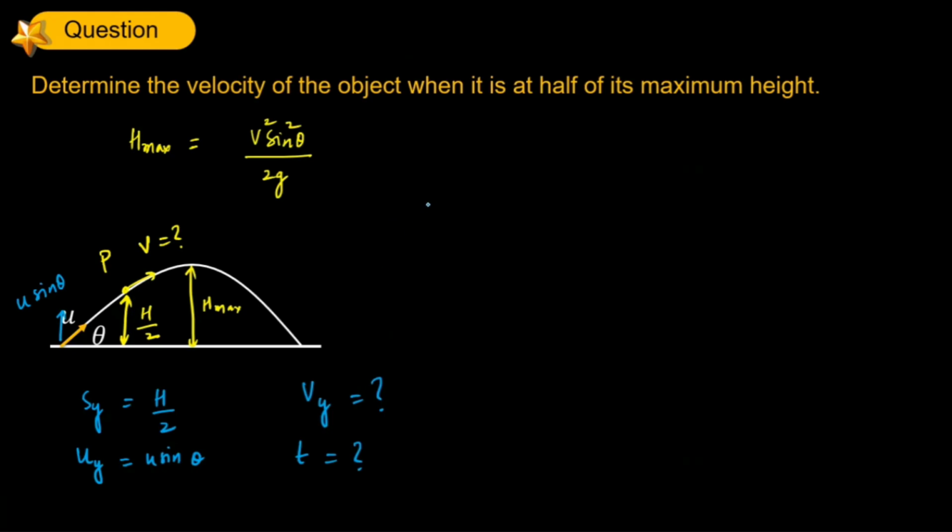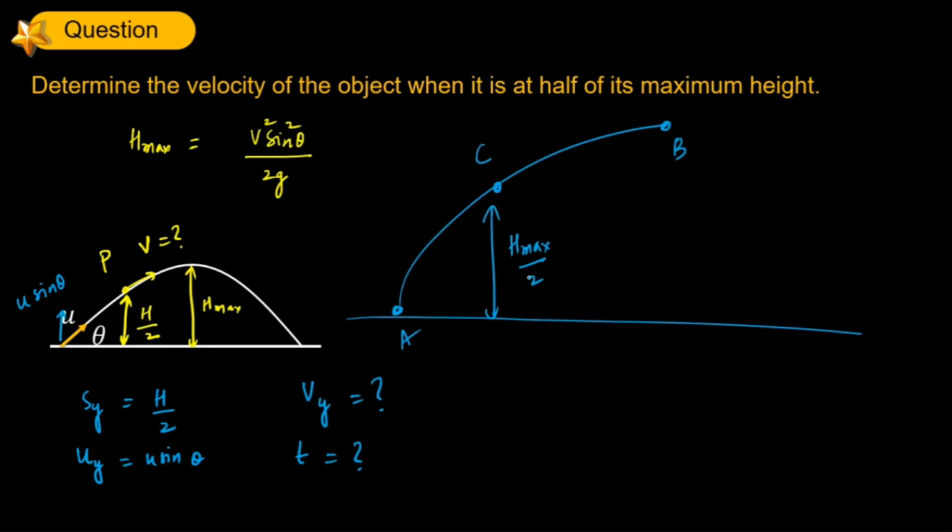Now that is an interesting part. The time the projectile takes to reach from point A to the maximum height point B is not going to be half of the time the particle takes to reach the displacement h max by 2. That is one such case. So we cannot consider time to be half of it. But yeah, height is already given, it is h max by 2.